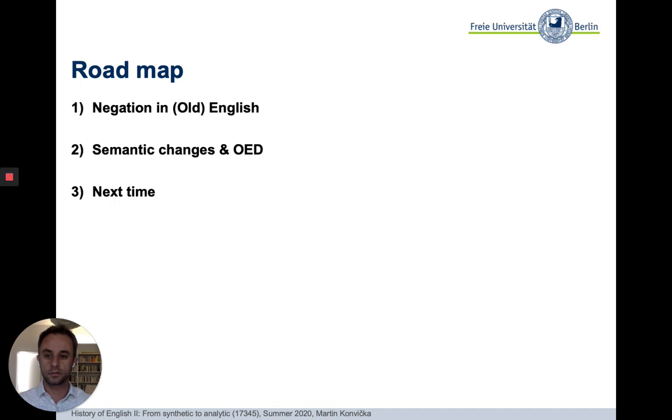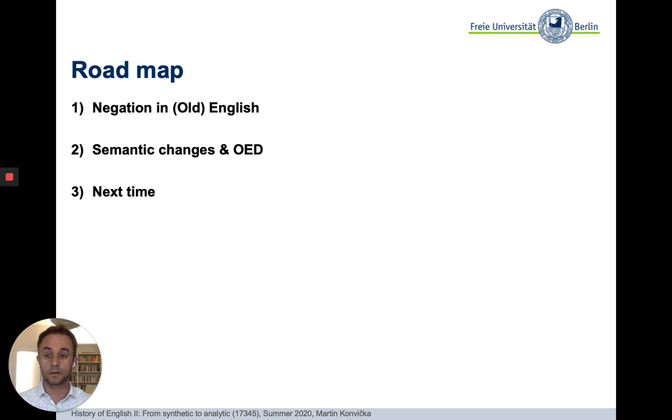There are two major topics that we are going to cover today. The first one is negation in Old English, and the second one is the semantic changes throughout the history of English, and how we can actually trace these changes using the OED, the Oxford English Dictionary.